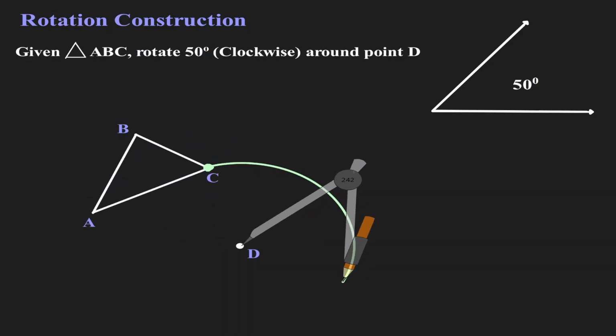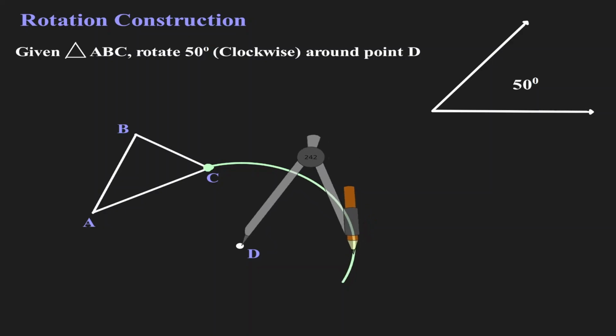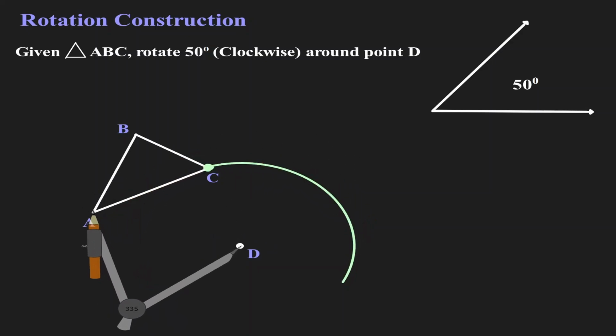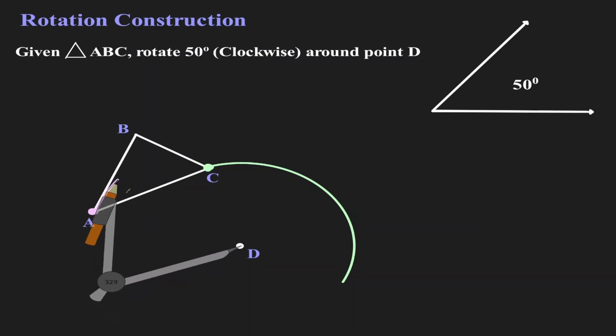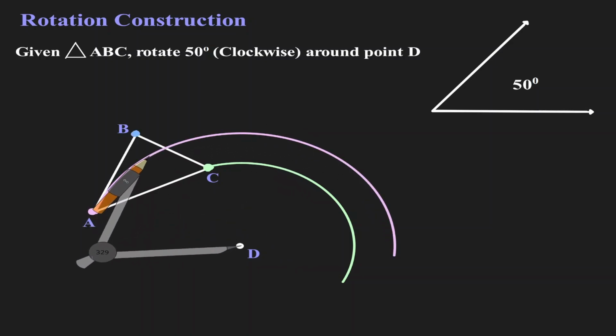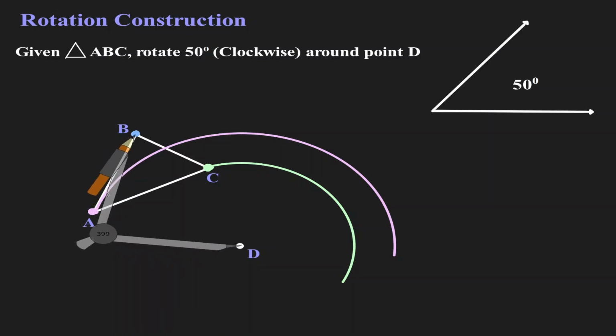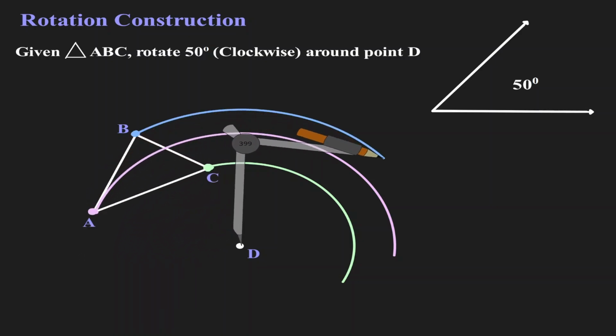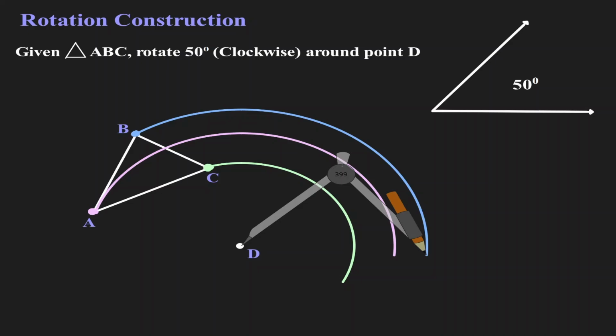Now let's create the path of rotation for point A. So my metal leg stays on D. And now let me move my pencil to point A. And let's just create an arc around A. And this is going to be my path of rotation for A. Now let's create the path of rotation for B. My metal leg stays on D. Now let me move my pencil to point B. And now let me create my path of rotation for point B. So this is going to be the direction that each of those vertices is going to travel.